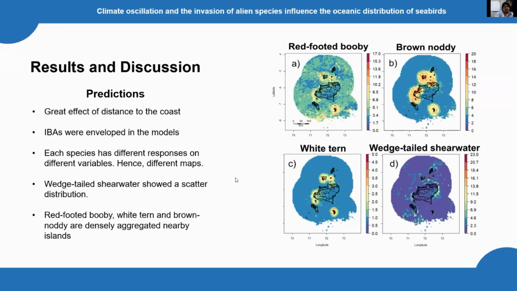And we find in general that there is a great effect of distance to coast, as we found. The IBAs were really enveloped in the models, so that was interesting also. The areas that are more marked in general are really close to IBAs, which is also expected because in the field we found more birds around these areas. Another interesting thing is that shearwater shows a scattered distribution, and the red-footed booby, white tern, and brown noddy are densely aggregated by islands. It's also important to know that in general, wedge-tailed shearwater is more pelagic than the other 3 birds. So basically, again, this is an expected result.